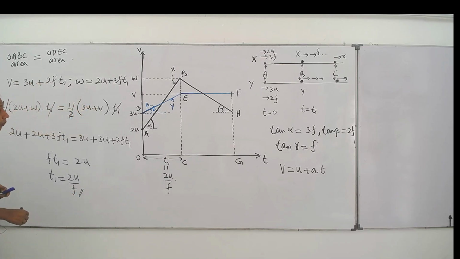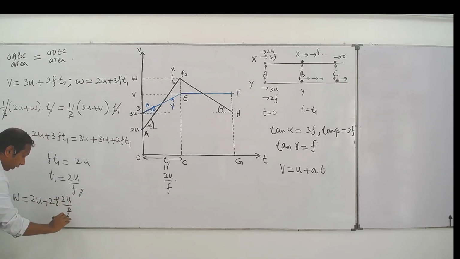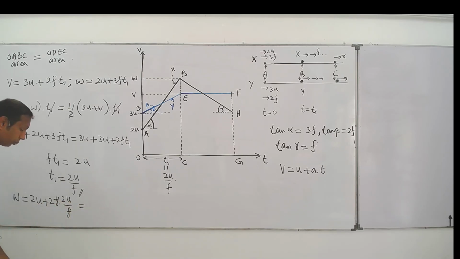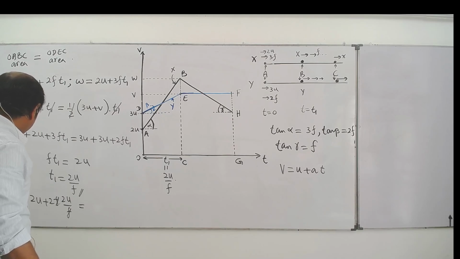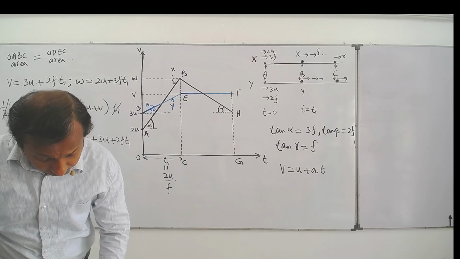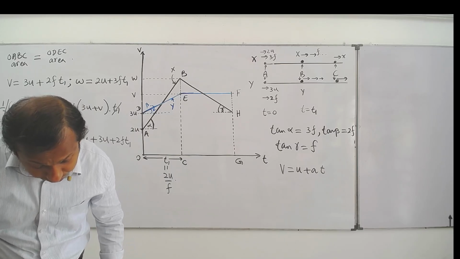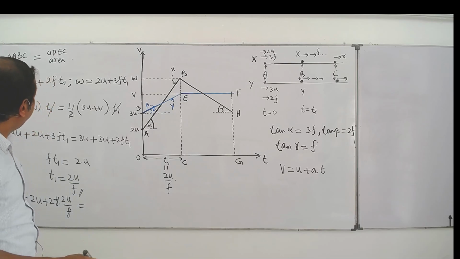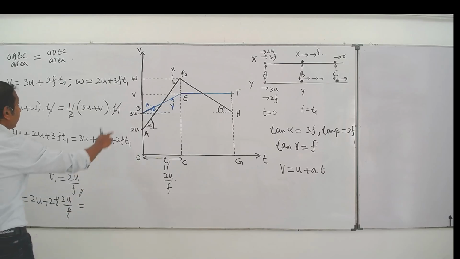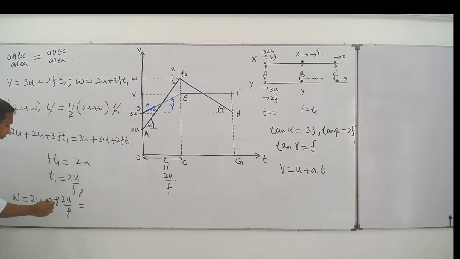Then W we can write. W is going to be 3u plus 2f times T1, which is 2u over f. This and this you can cancel down. Here 4u, here 2u. It is 6u, no? Sorry, here I made a mistake, no? W here we have 2f, not 3f. Then here we have 8u.